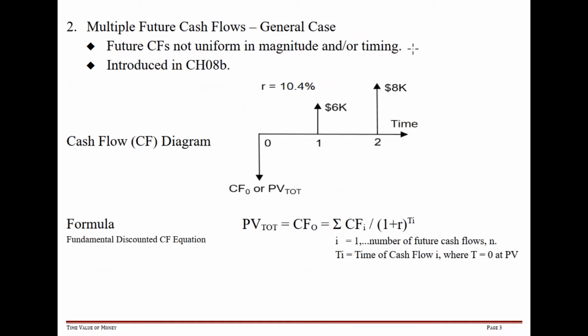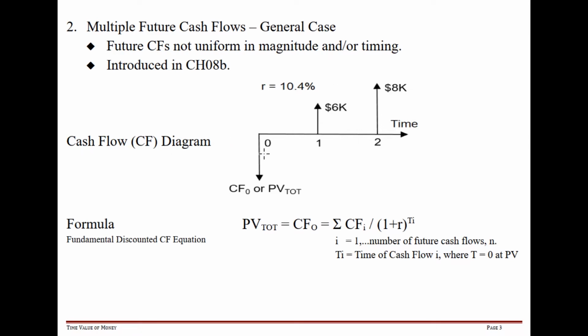Next up, we looked at situations with multiple future cash flows, the general case of that. This is a case where, as you can see in this diagram, we have more than one cash flow occurring in the future. And in general, the future cash flows might not be of the same magnitude, and they also might not occur at uniform time intervals. They happen to, in this cash flow diagram, happen at uniform time intervals, but there's no need for that. And we looked at some examples where they didn't.